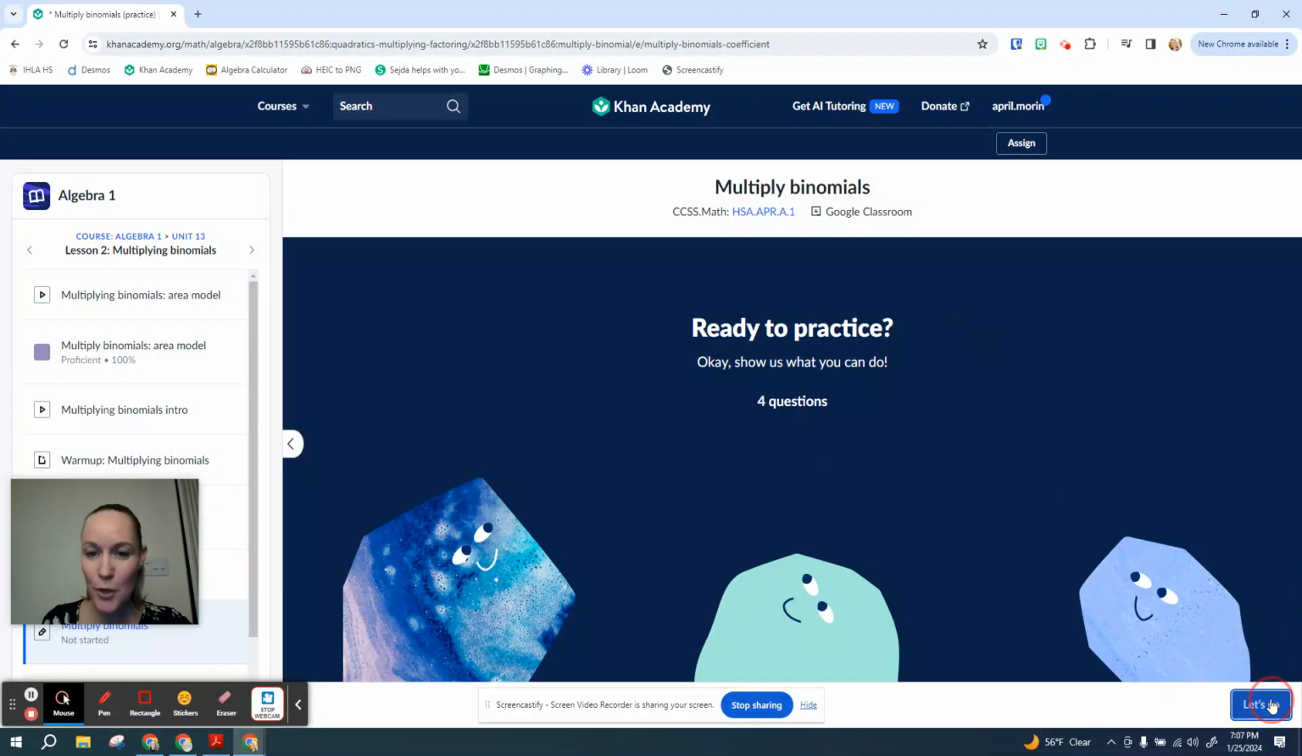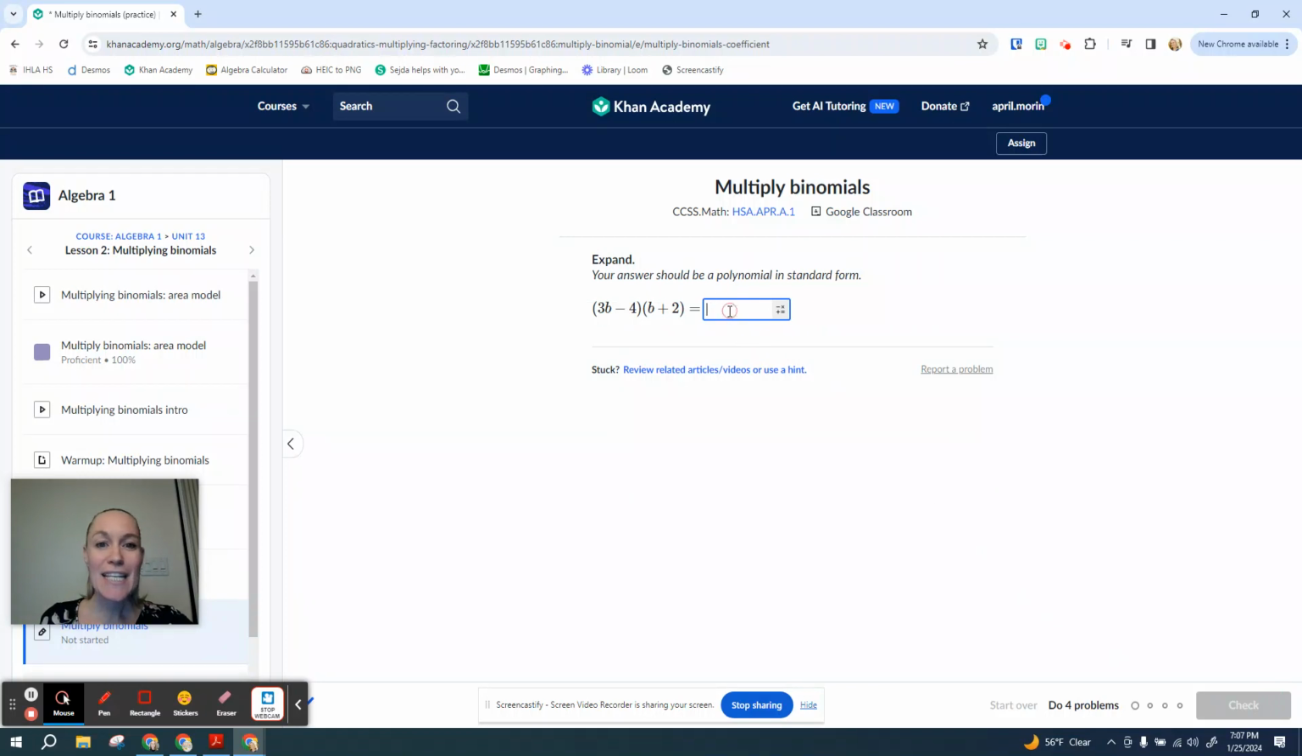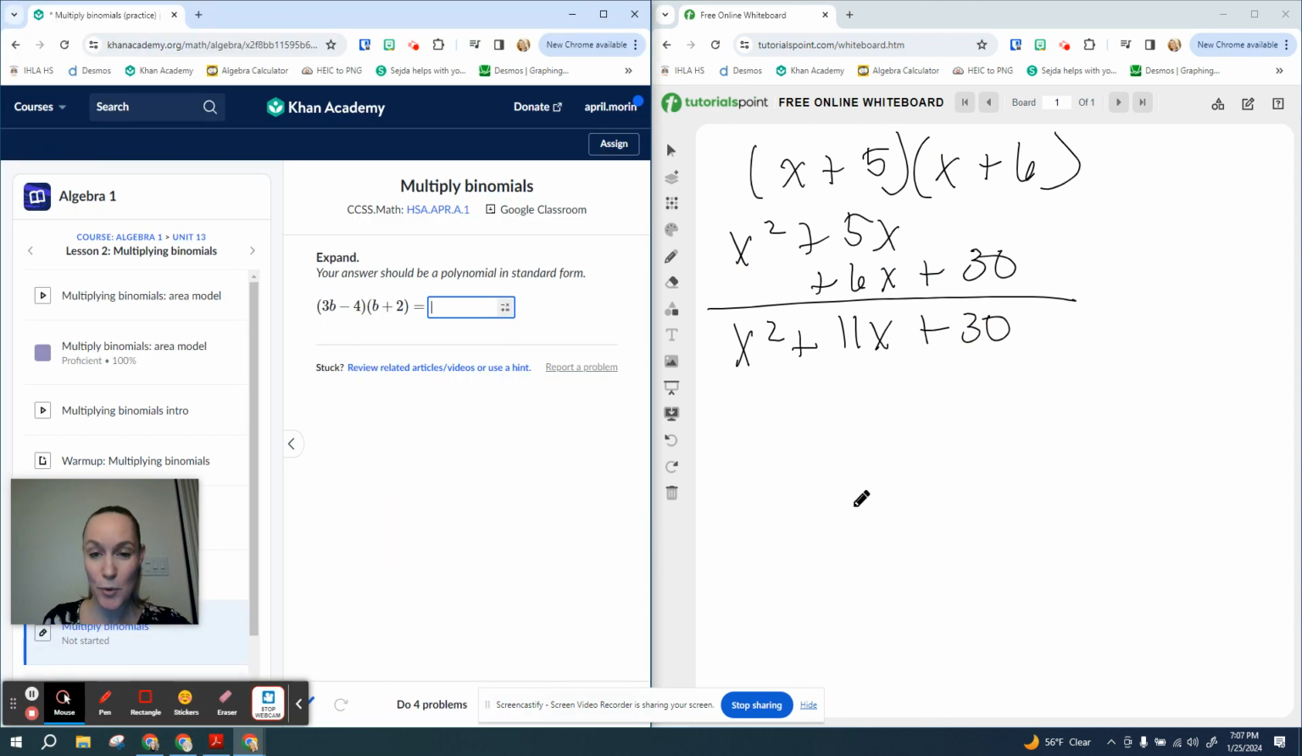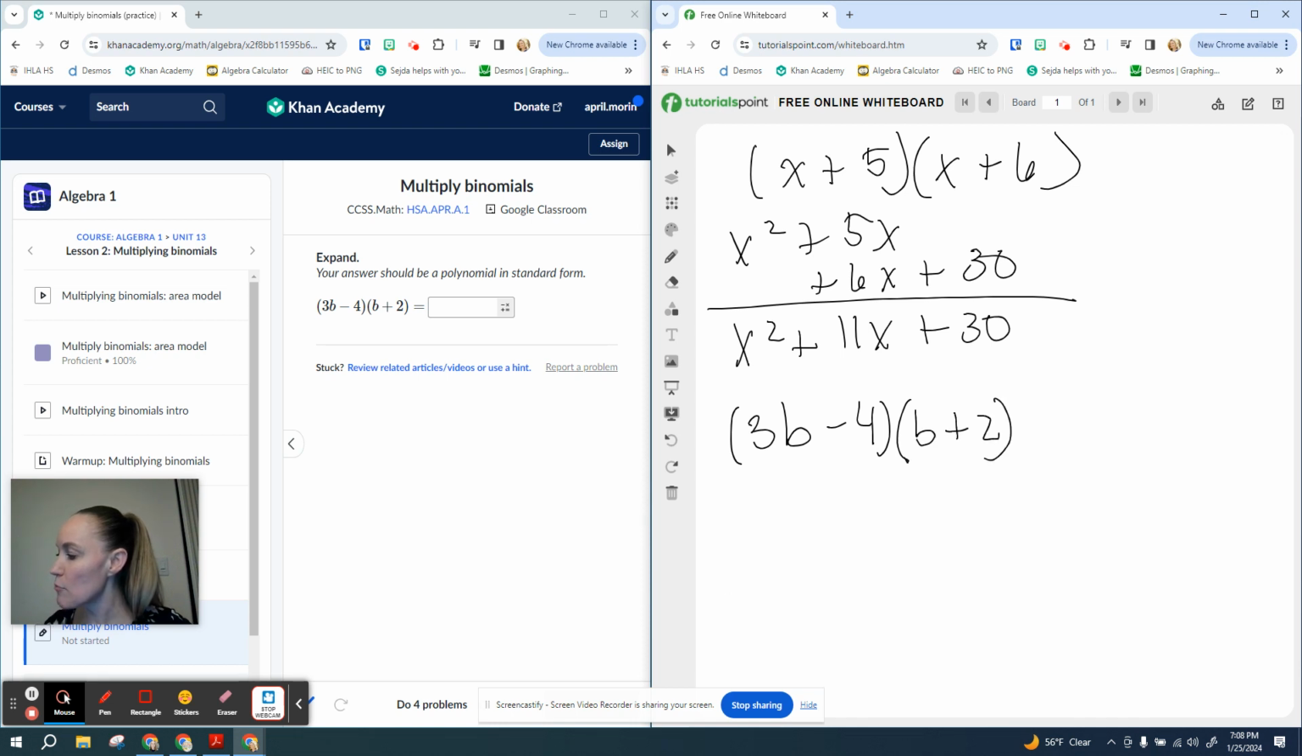Okay, multiplying binomials again. So now we're just going to use different variables. And if you notice, I have a 3 here. So I'm going to go ahead and write this one on the whiteboard. So I have 3b minus 4b times the quantity of b plus 2.